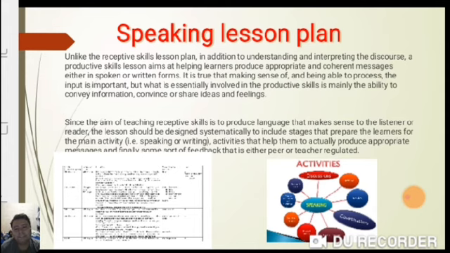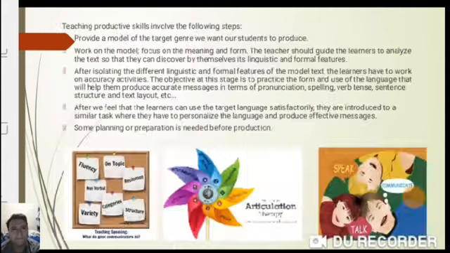Teaching productive skills also involves providing a model of the target genre we want our students to produce. Work on the model, focusing on the meaning and form. The language should guide the learners to analyze it so that they can discover by themselves its linguistic and formal features. After isolating the different linguistic and formal features of the model task, the learners have to work on accuracy activities.